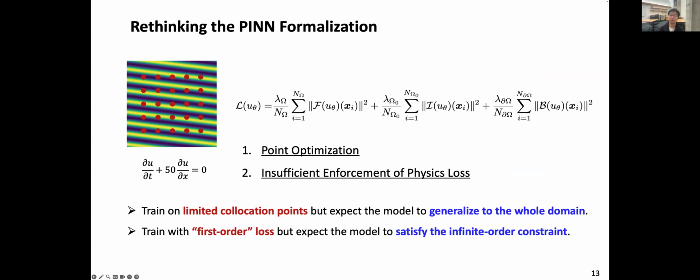Okay, in this paper, we rethought the formalization of PINs, and noticed that there are two hidden limitations. First, the PINN loss is defined at the collocation points. The model is expected to generalize to the whole input domain, which is a mismatch. And secondly, although we can configure the loss exactly following the equation definition, it is still insufficient because the equation actually indicates an infinite order constraint. For example, for the convection equation shown here, we can take a derivative on x for both sides of the equation. Then we can obtain a new equation with higher order. However, the vanilla PINN loss does not consider this.